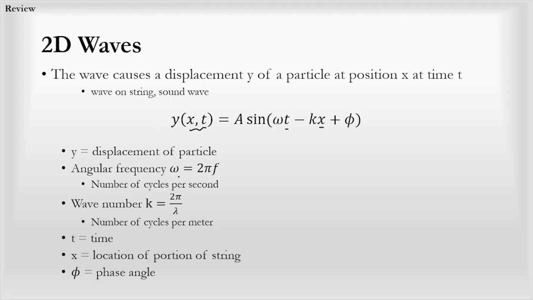We can look at the angular frequency, or the number of cycles per second, omega. There's a wave number k, 2 pi divided by lambda, which to me represents the number of cycles per meter. We have time and position, and then also this phase angle. This is dependent upon where we start time equal to 0. And I will say this is written as a sine. You could also represent it as a cosine.